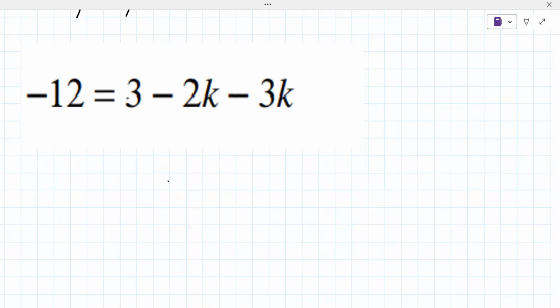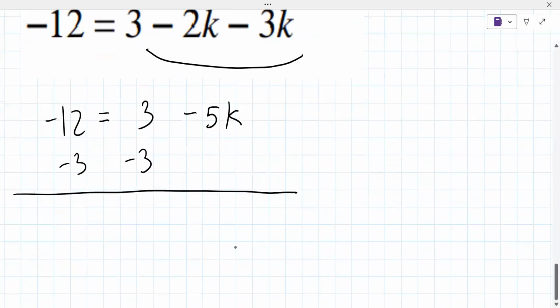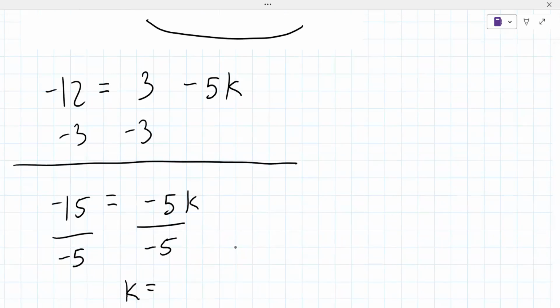K equals negative 15. So I can see how you came up with that. So let's start with combining like terms. Minus 2k minus 3k. They're both negative. So what does that become? Negative 5k. Oh, yeah. All right, you're gonna subtract 3 from both sides. Negative 15 equals minus 5k. Divide by minus 5. K equals 3.